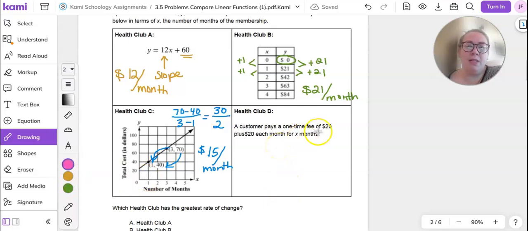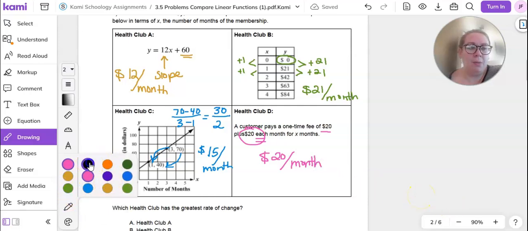Lastly, it says a customer pays a one-time fee of $20 and then $20 each month. So there, we see each or per, that always tells us we're looking at our rate of change. So that's $20 per month.